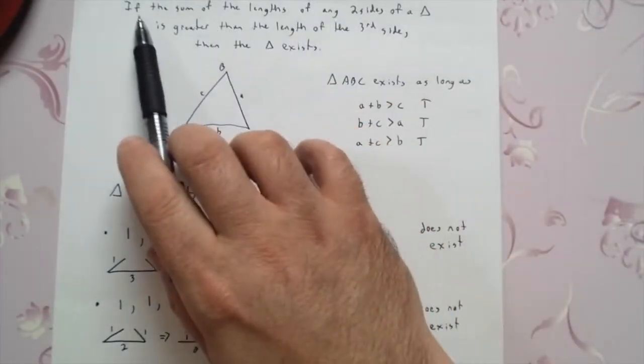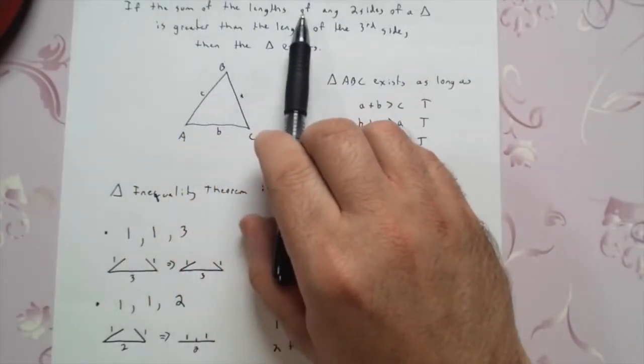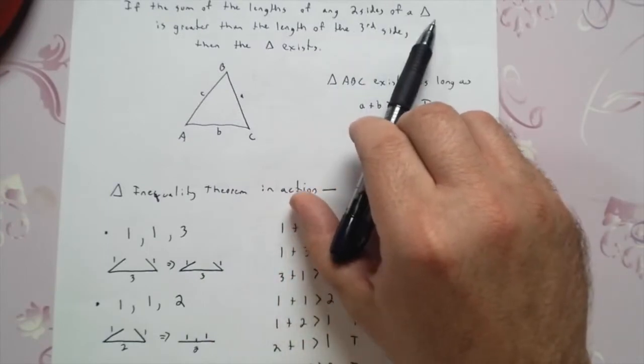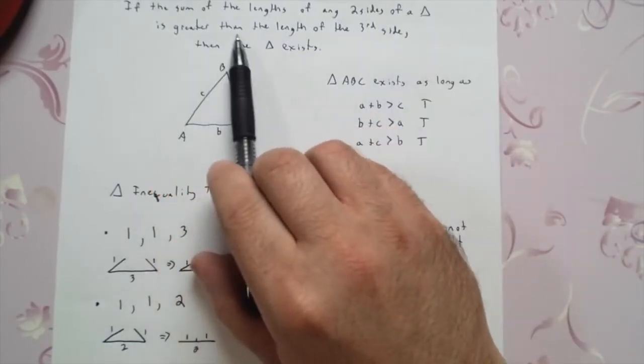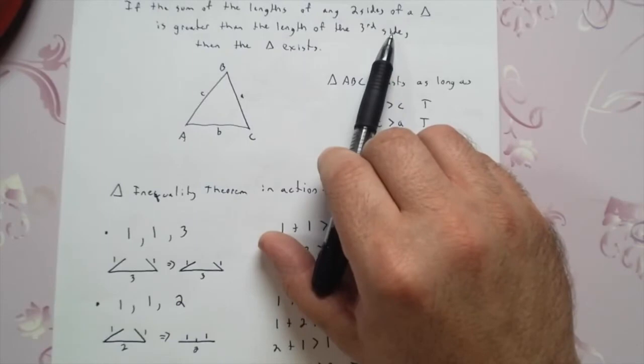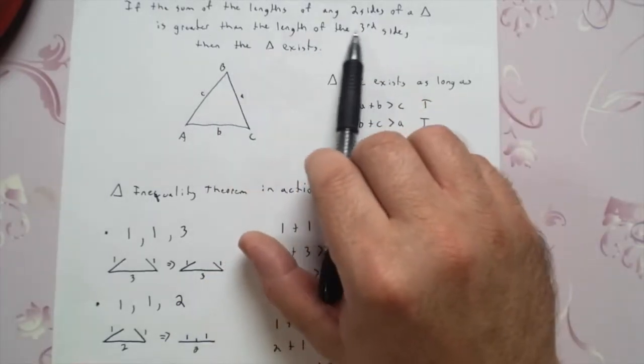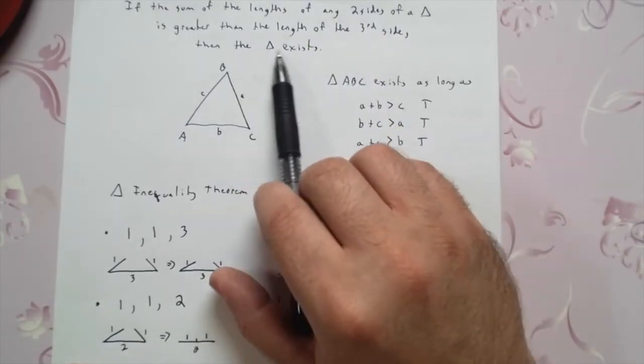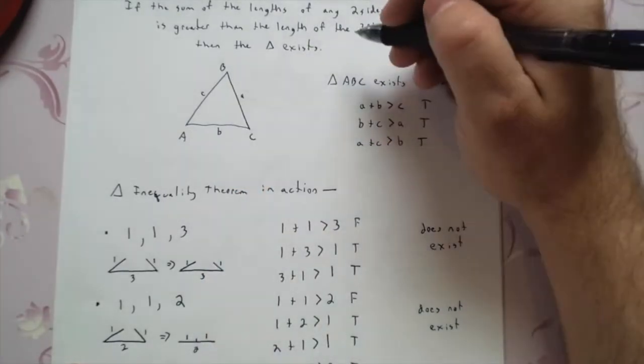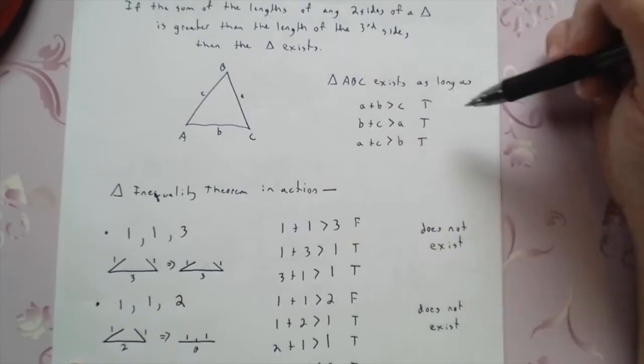Triangle inequality theorem says that if you take the sum of the lengths of any two sides of a triangle, it is greater than the length of the third side. Okay, so if we take two sides of a triangle, add them up, and it's greater than the length of the third side, then the triangle exists. The thing is, you have to check all possibilities.